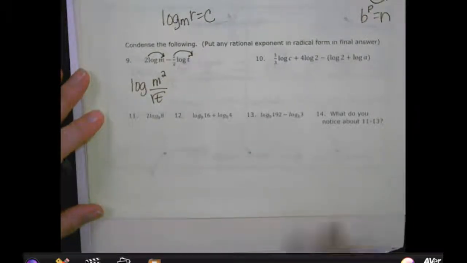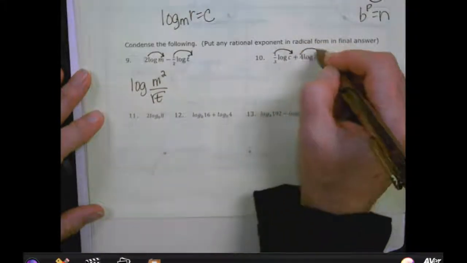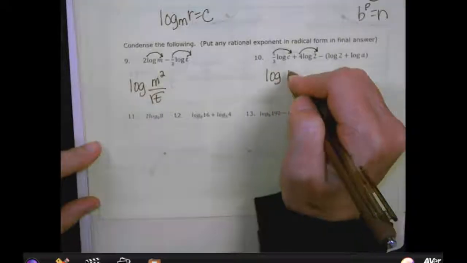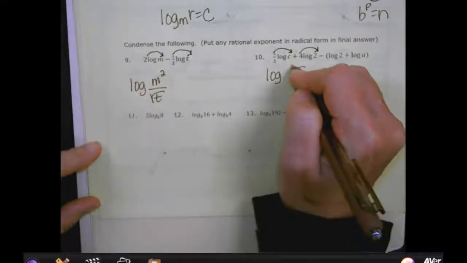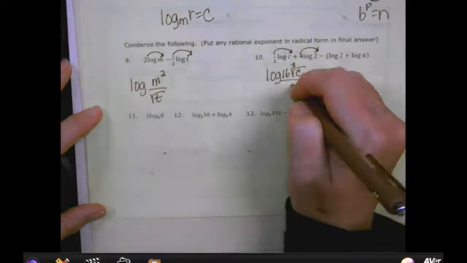So number 10, this is going to go here. This is going to go here. And the minus is going to move it to the bottom. And what does the plus mean? Multiply. So I'm going to have log of the cube root of c. And then I'm going to take 2 to the 4th power. 2 to the 4th power is 16. And I'm going to divide by 2 and a.